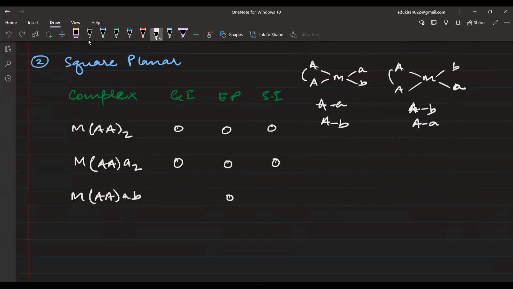So basically both of these structures are same. So this is not a change in orientation, rather it is a change in rotation. Okay, so we have rotated the molecule, nothing else. Here also we have A trans to A and A trans to B. Here also we have A trans to A and A trans to B. So here also it will be 0 and this will be also 0. Is that clear? Yes or no, please tell me. Yes. Okay.